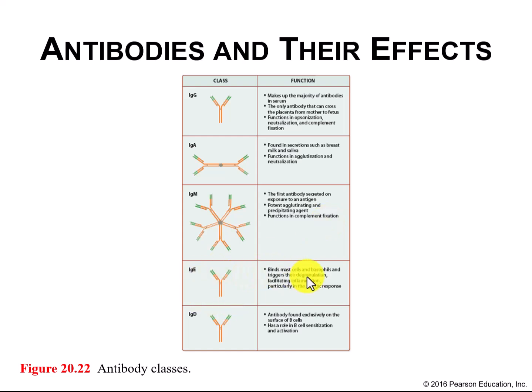IgE plays a role in our inflammatory response, binding to mast cells and basophils, eliciting the release of those inflammatory mediators, in particular in an allergic response. And then IgD, that is the antibody that we saw expressed on B cells that allows them to become sensitized.